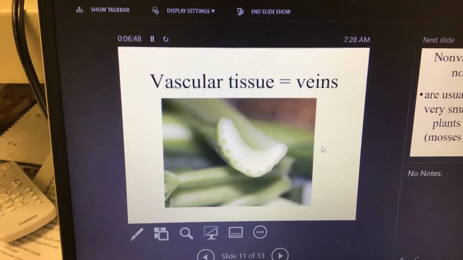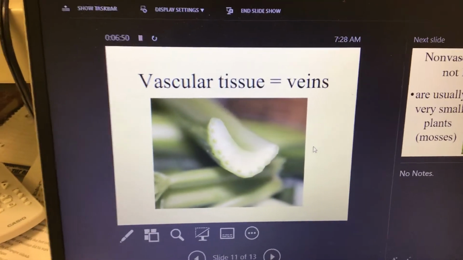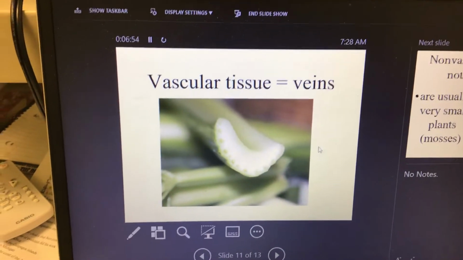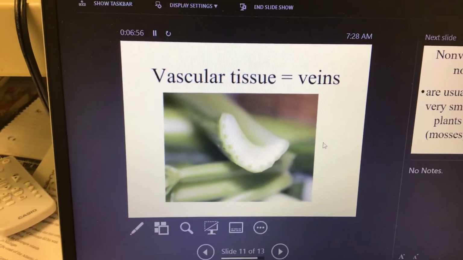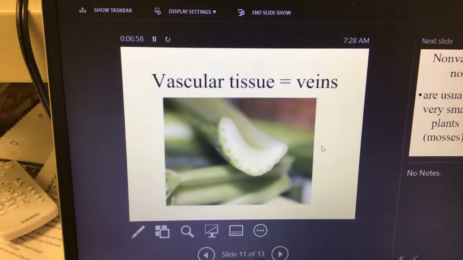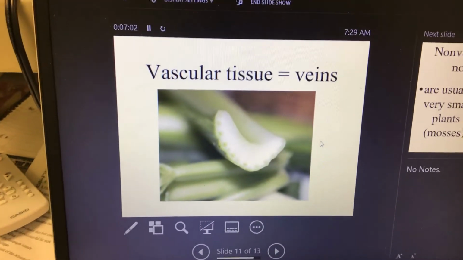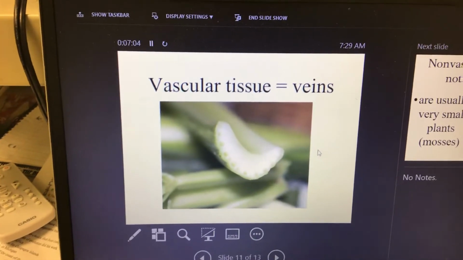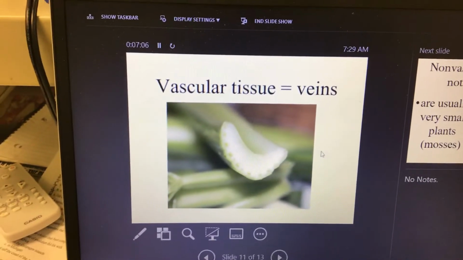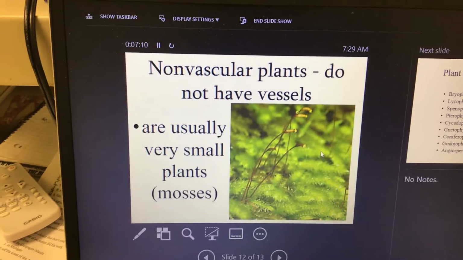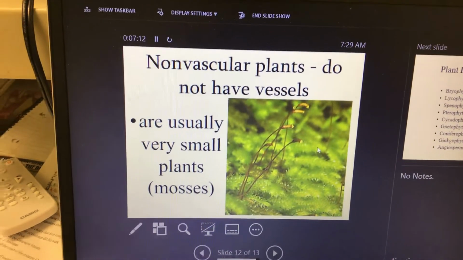If you count the rings on a tree to see how old it was, okay, well, you're counting vascular tissue. Every year, as the tree gets bigger, it adds a ring of vascular tissue, tubes, veins, that are going to help it suck up water and nutrients. On the other hand, go ahead and write this down.